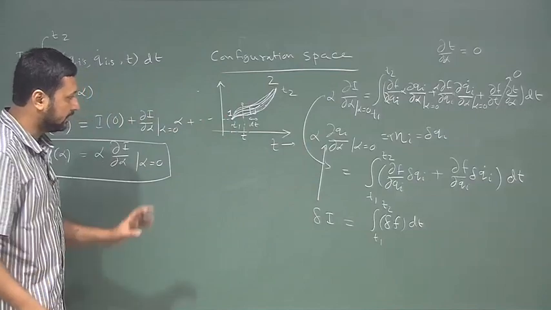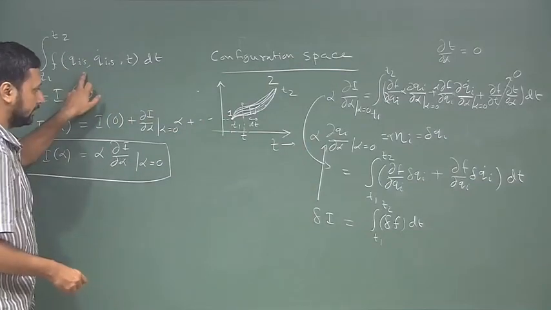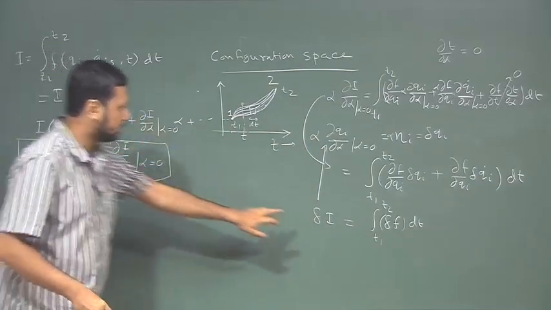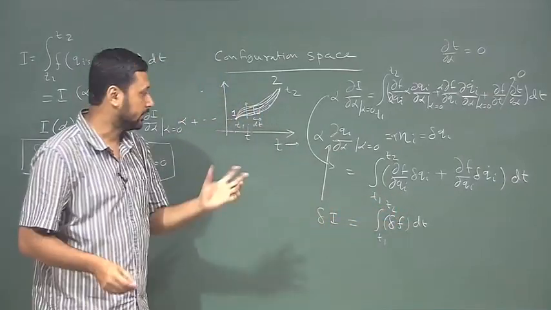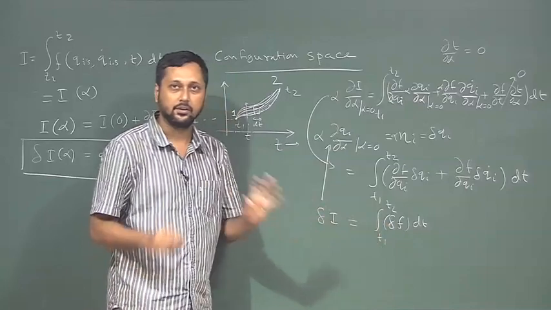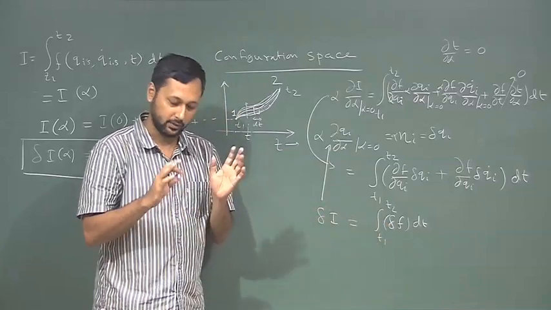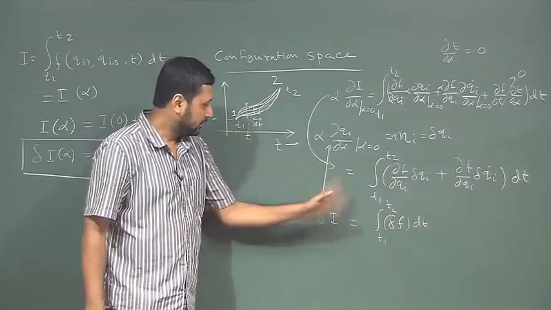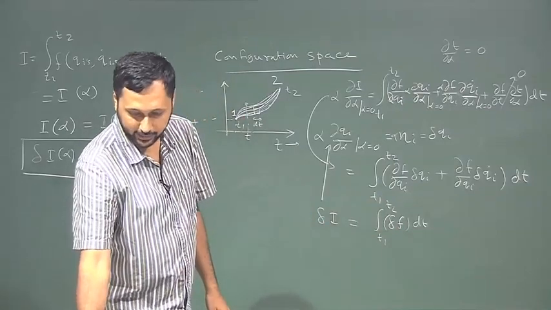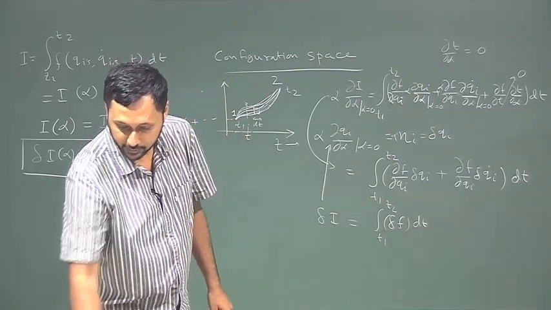So, what we have seen is if I is this integral, then the variation of I is the variation of this integrand, and this is kind of intuitive, because the integrand is the main part of the integration. So, this is fine, but then we can take it two steps ahead from here.